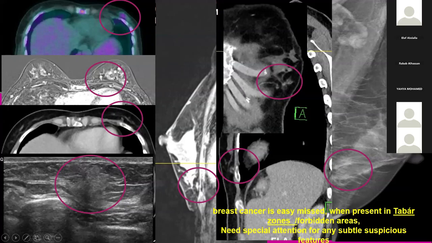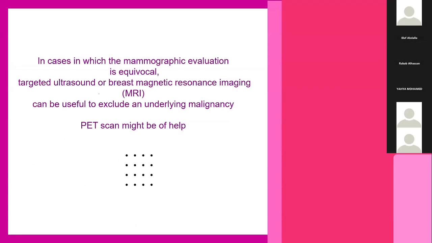So in cases in which the mammographic evaluation is equivocal, targeted ultrasound or breast magnetic resonance imaging can be useful to exclude an underlying malignancy, and PET scan might be of help.